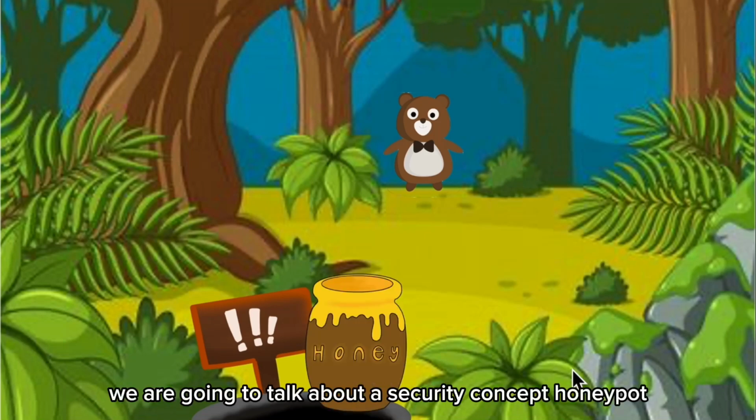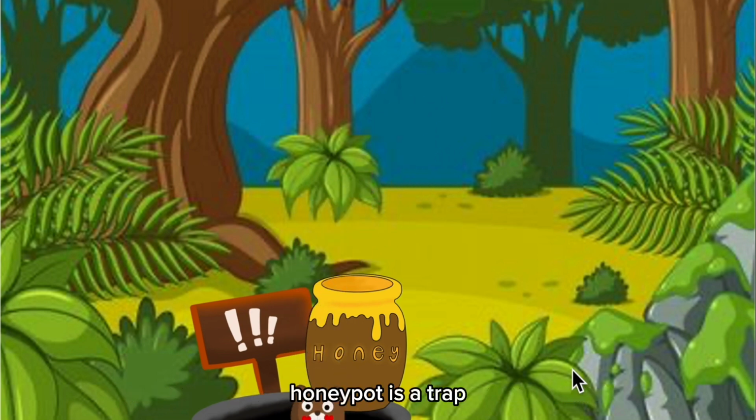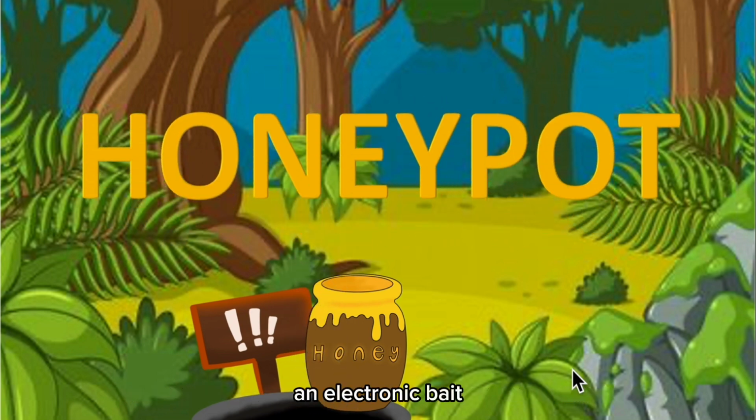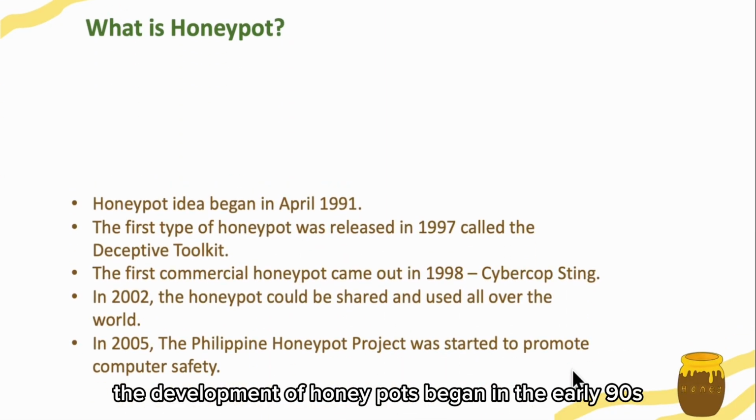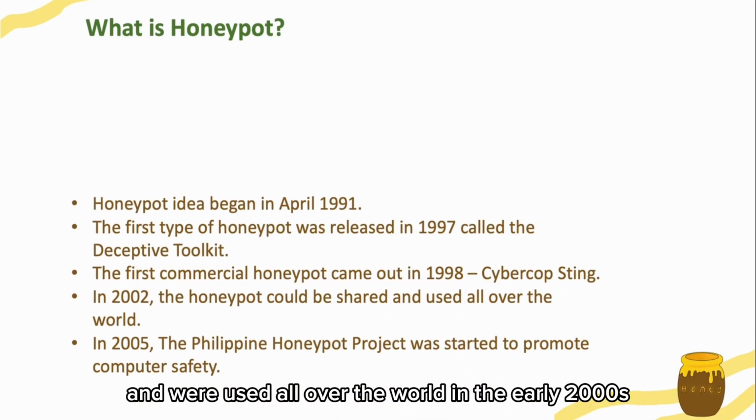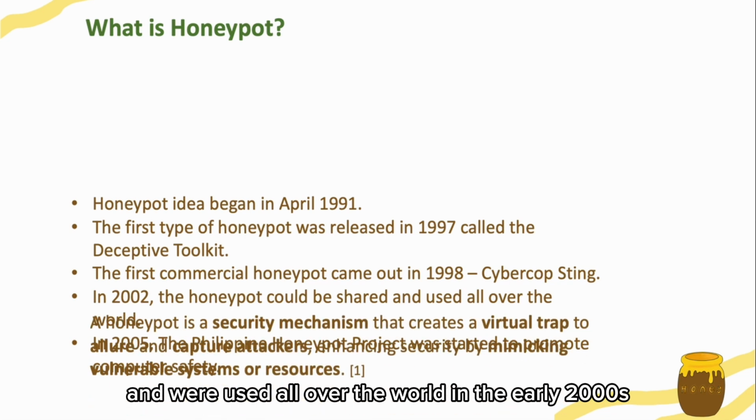In this video, we are going to talk about a security concept, honeypot. Honeypot is a trap, an electronic bait. The development of honeypots began in the early 90s and they were used all over the world in the early 2000s.